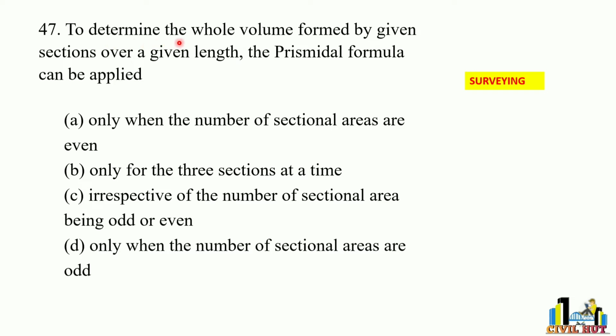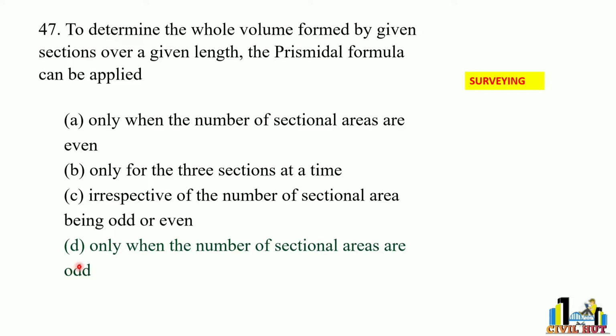To determine the whole volume performed by given sections over a given length, the Prismoidal formula can be applied. A. Only when the number of sections are even. No, it is not applied for even numbers. Only for 3 sections at a time. No. Irrespective of the number of sectional areas being odd or even. No. D. Only when the number of sectional areas are odd.